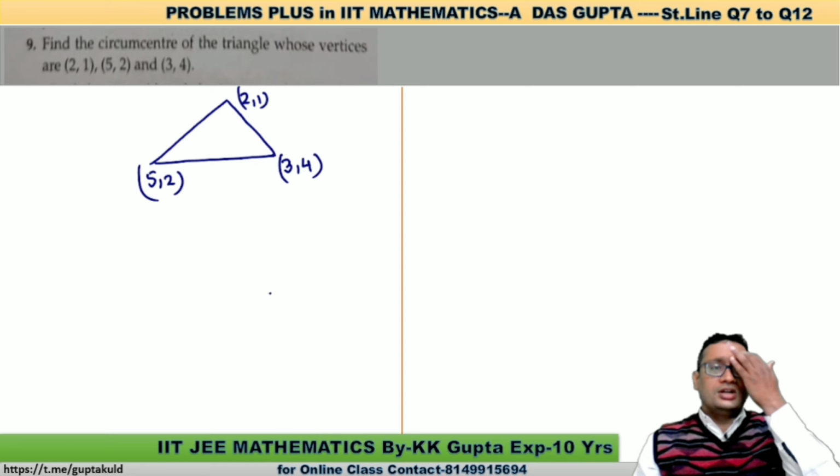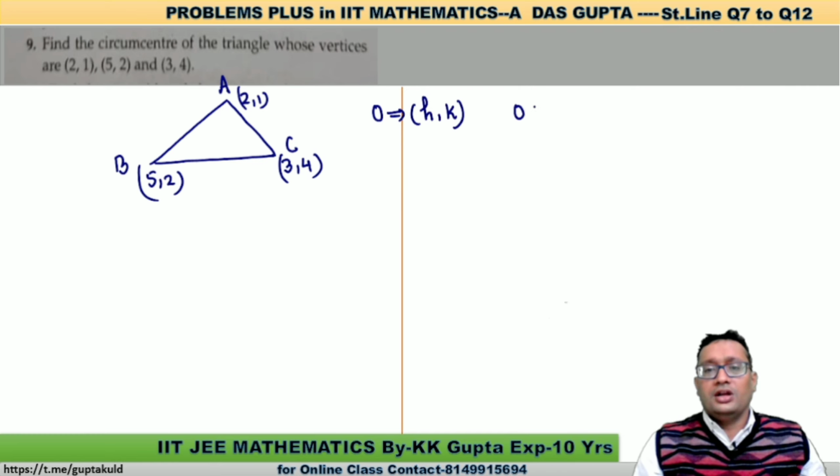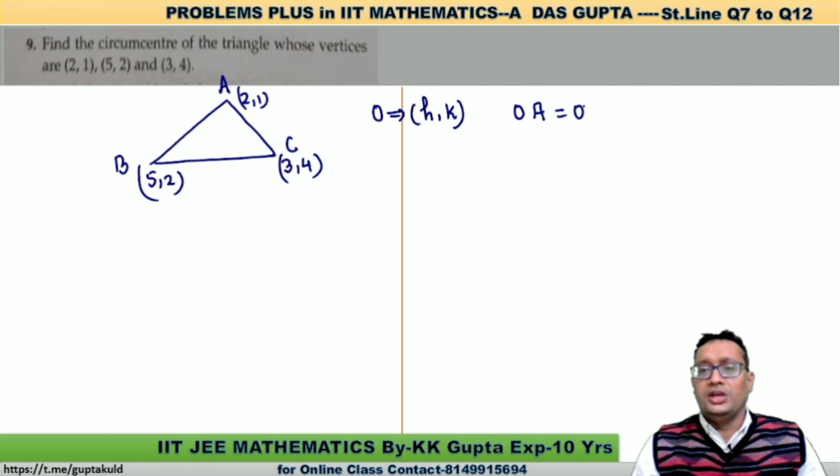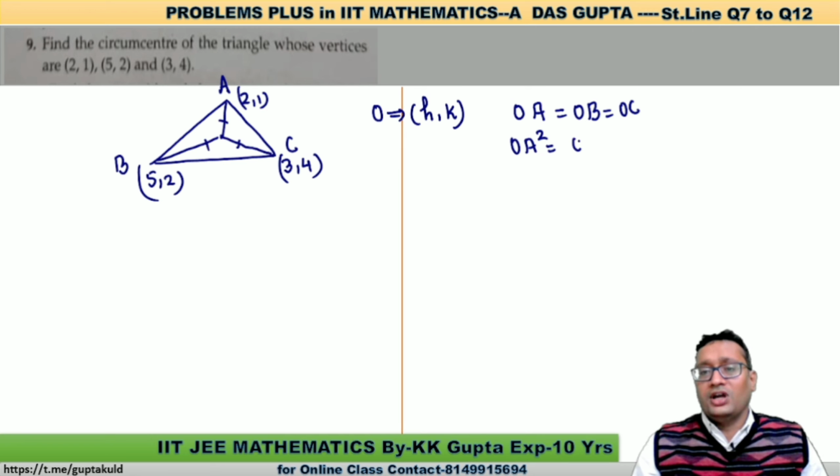So let's consider the circumcenter of the triangle as (h, k). Name the vertices A, B and C, and the circumcenter as O, that is (h, k). So if it is the circumcenter, OA is equal to OB, which is equal to OC. Here I am talking about distance. Now this is O, so this length and this length will be equal. So OA squared is equal to OB squared is equal to OC squared.